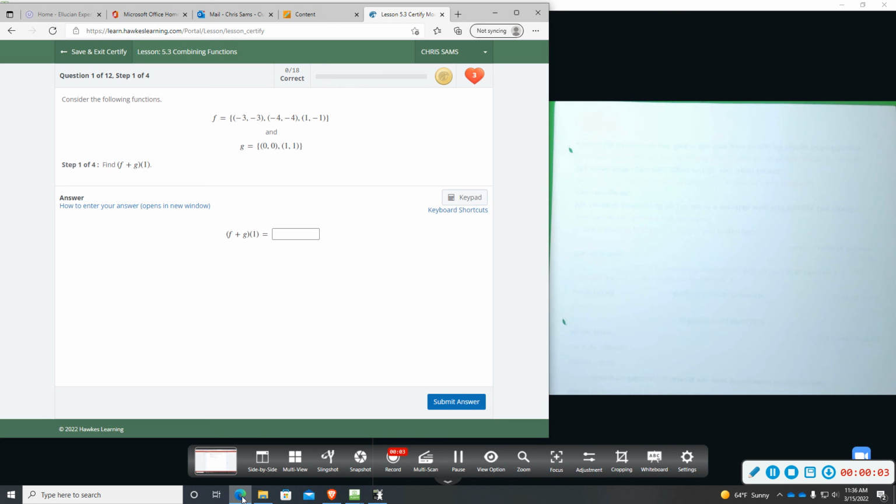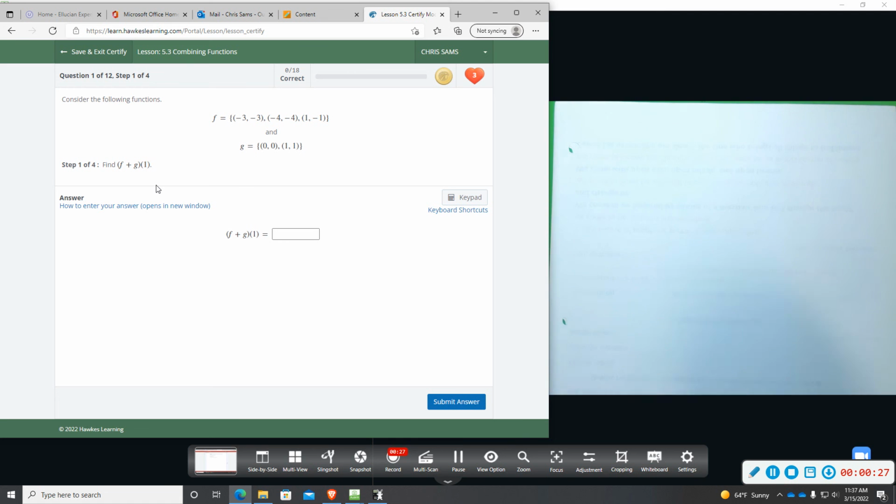Right, number one, we want to consider the following functions. They have given us f with some ordered pairs, and they've given us g with some ordered pairs. Now this can be done a couple of ways. We can have equations, or we could have express values like we're given here. However, the first thing we want to do is find f plus g of 1.